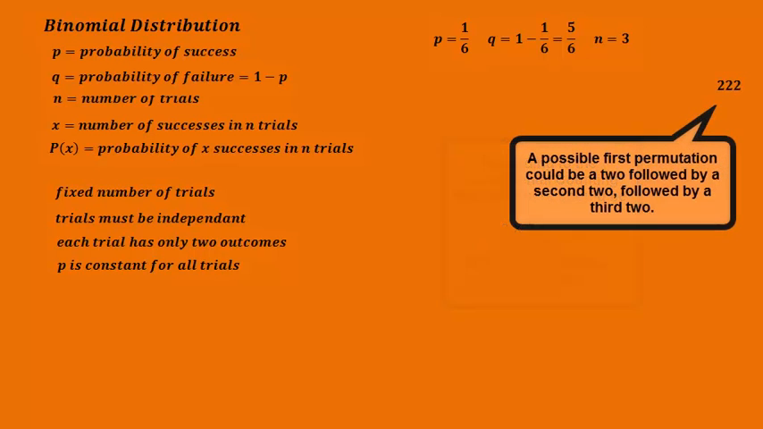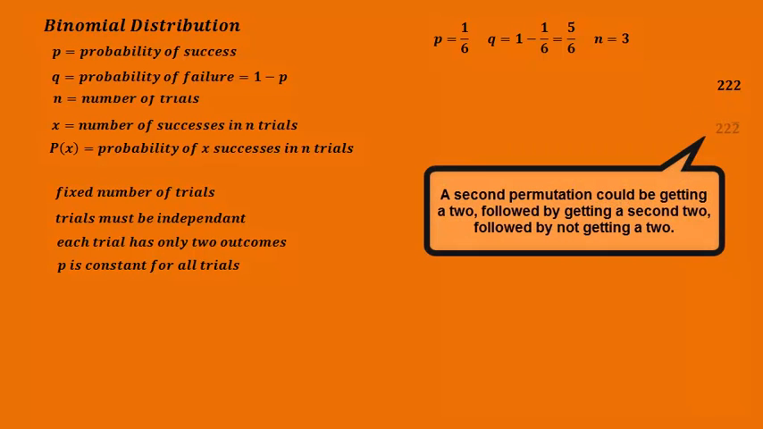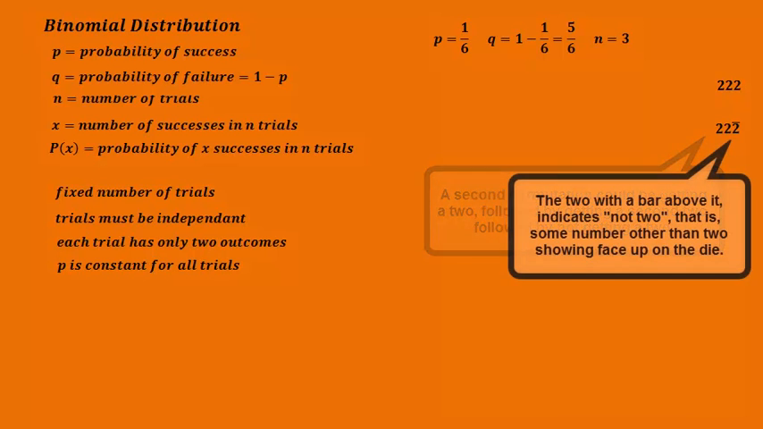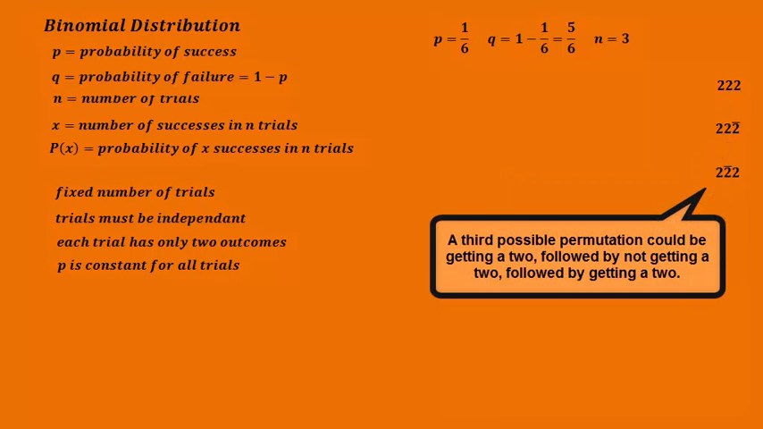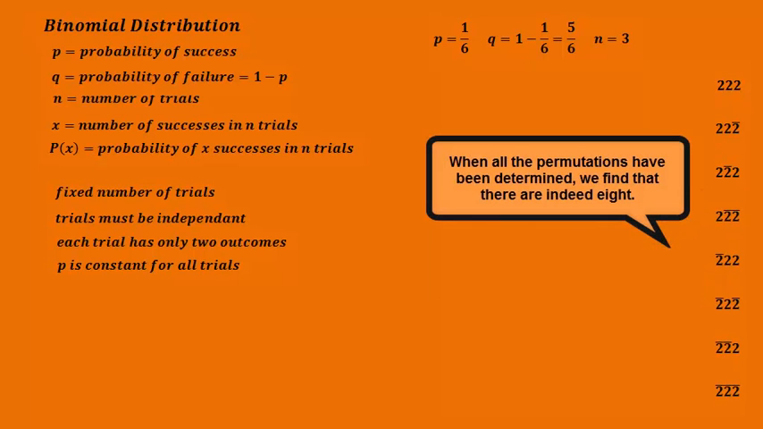permutations. A possible first permutation could be a 2 followed by a second 2 followed by a third 2. A second permutation could be getting a 2 followed by getting a second 2 followed by not getting a 2. The 2 with a bar over it indicates not 2, that is, some number other than 2 showing face up on the die. A third possible permutation could be getting a 2 followed by not getting a 2 followed by getting a 2. When all the permutations have been determined, we find that there are indeed 8.